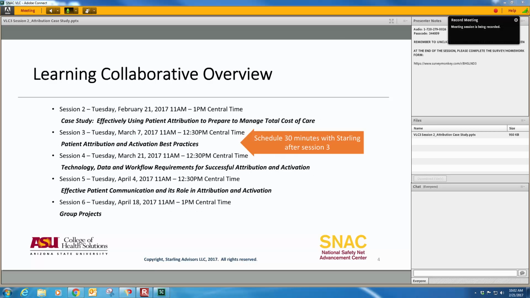Today's session is going to be on the case study, and then in 2 weeks, on March 7th, we'll actually be going deeper into best practices for attribution and activation. Today is very much focused on the data attribution process and less so on activation. But as you'll see in the coming weeks, we will start to shift gears away from the basic attribution process and much more towards activation.